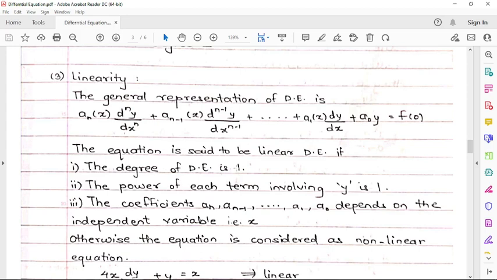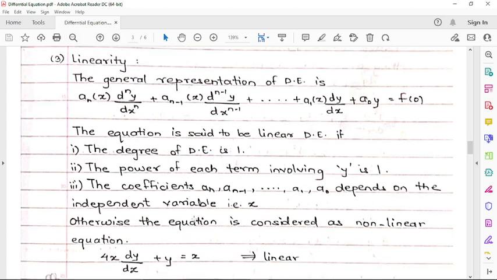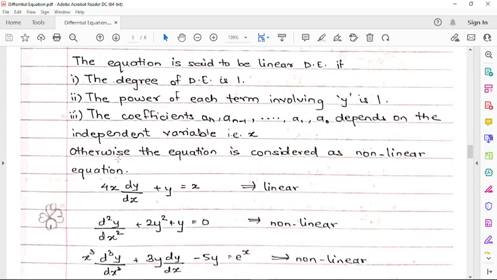When we say that an equation is linear, it should satisfy some conditions. Which conditions? The degree of the differential equation must be 1. The power of each term involving y is 1. The coefficients an, an minus 1, up to a1 depend on the independent variable, that is x. So each coefficient must be a function of x, right? Otherwise the equation is considered a non-linear equation.